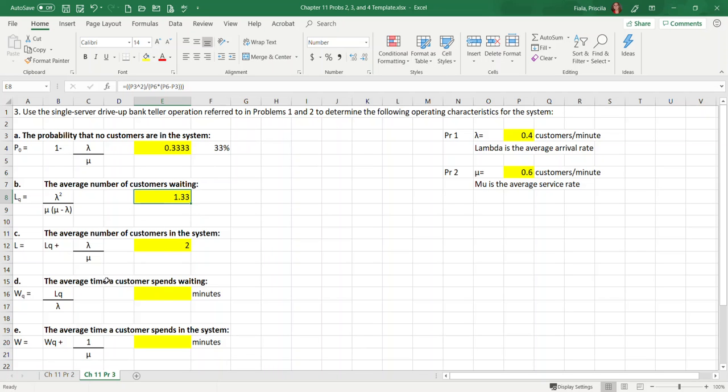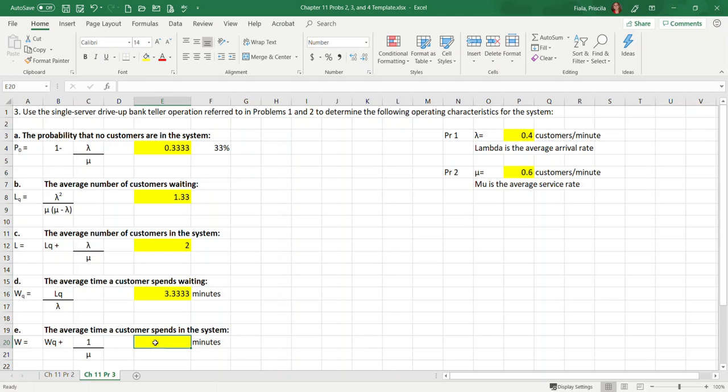Then now let's do the average time a customer spends waiting. Well, right here you're going to need LQ again, which is your customers waiting, divided by my arrival rate. So that one is simple. It's LQ divided by my arrival rate, which is 3.33 minutes. It's an average time, so you don't have to round.